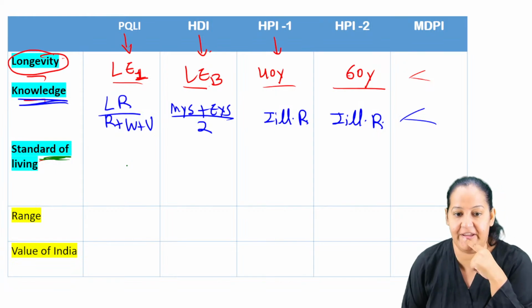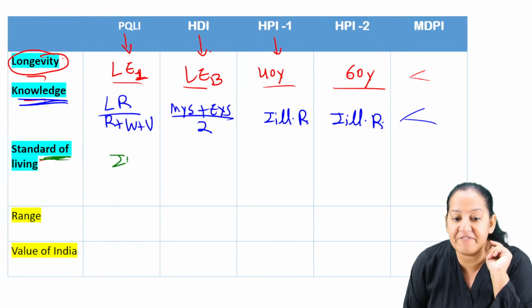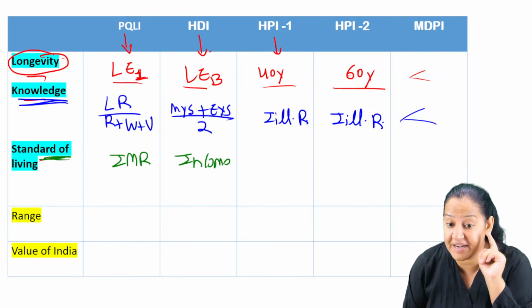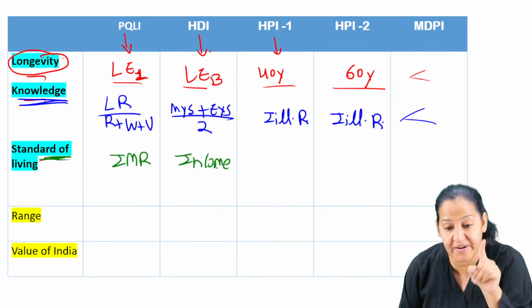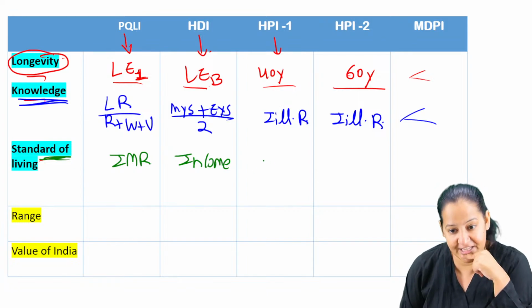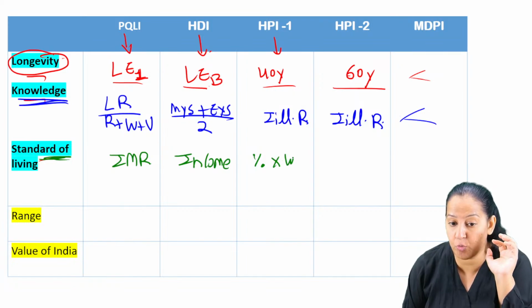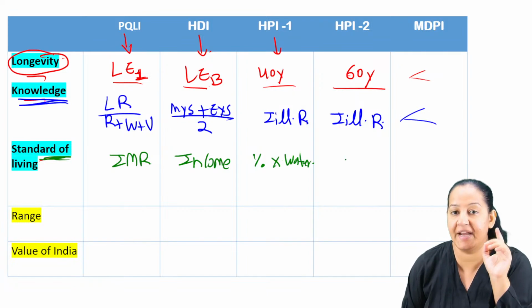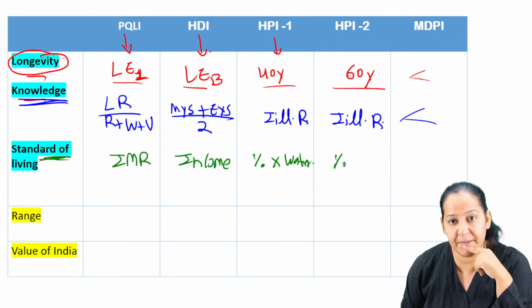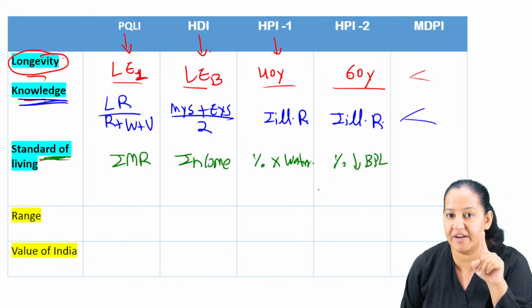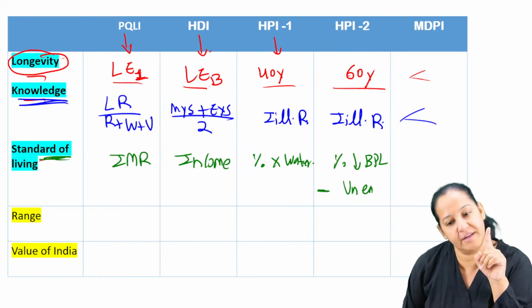Coming on the last one is the standard of living. For standard of living, in PQLI, we use infant mortality rate. And here in HDI, we use income, that is GDP per capita, real GDP per capita. Here in HPI 1, we use how many percentage of the people are not getting good water source, improved water source. And here we are saying the percentage of the people who are living below BPL. That's it. And here we have 4th criteria also, social exclusion, in which the percentage of the people who are unemployed, that is social exclusion.